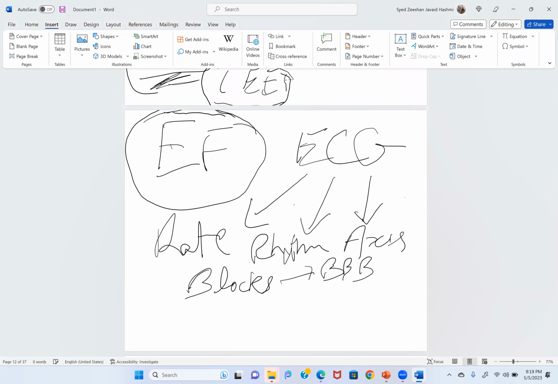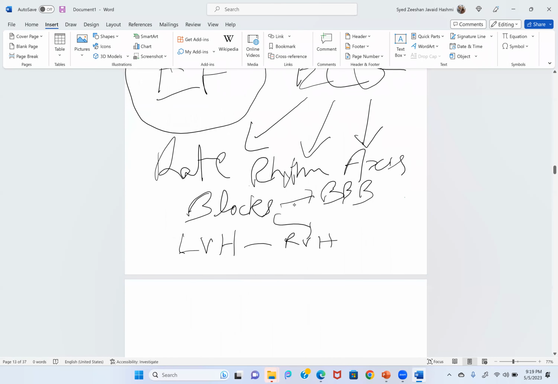Okay, so you will find any of these things. And then hypertrophy. You can find right ventricular hypertrophy or left ventricular hypertrophy. And then you can have effects of some electrolytes, like you can have effect of potassium, okay, hypokalemia or hyperkalemia, magnesium, calcium. You can have some finding like that.